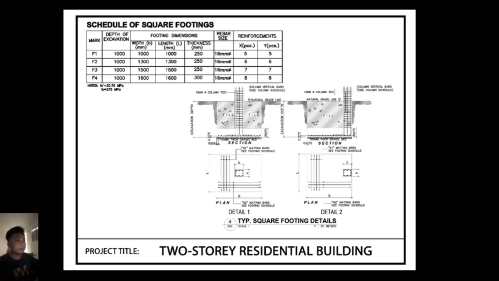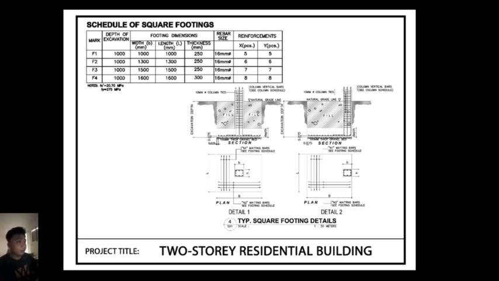Next is the depth of excavation. All footings here are excavated to a depth of 1000 mm or 1 meter below the ground. Next is the footing dimensions, or basically the width, length, and thickness. F1 is 1 meter by 1 meter with a thickness of 250 millimeter. Next is footing 2, 1.3 by 1.3 meters, same 250 mm thick.